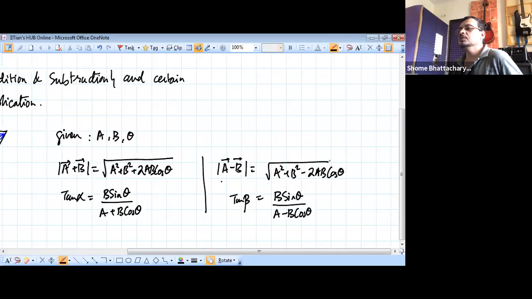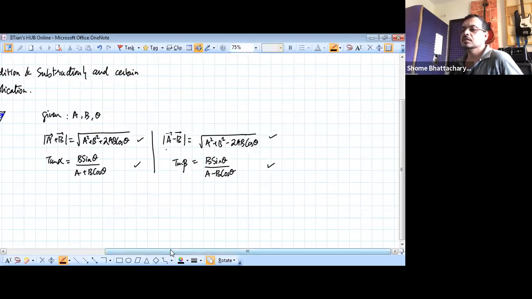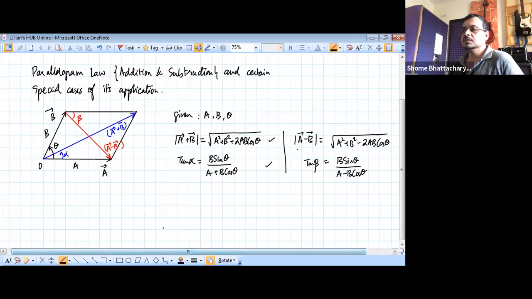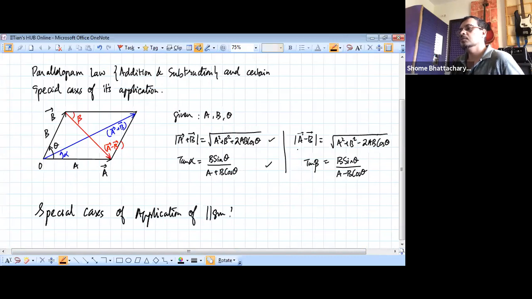So these are the formulae that you've been used to applying, and you're very familiar with them. But today we will look at the application of this in certain special cases when the vectors involved have a certain special kind of relationship. So this is where the new thing starts: special cases of application of the parallelogram law.